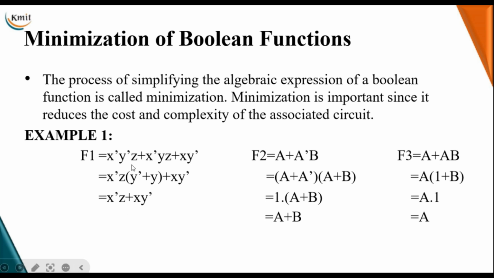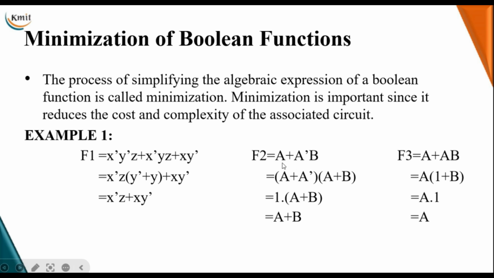Now the given function F1 is defined as x bar y bar z, x bar y z, x y bar. Out of the first and second terms, we have the common variables x bar z. Only one variable is not common: in the first product term it is complemented, in the second product term it is uncomplemented. Hence take x bar z as common, then y bar or y, or x y bar. As y bar or y is 1, we have x bar z or x y bar.